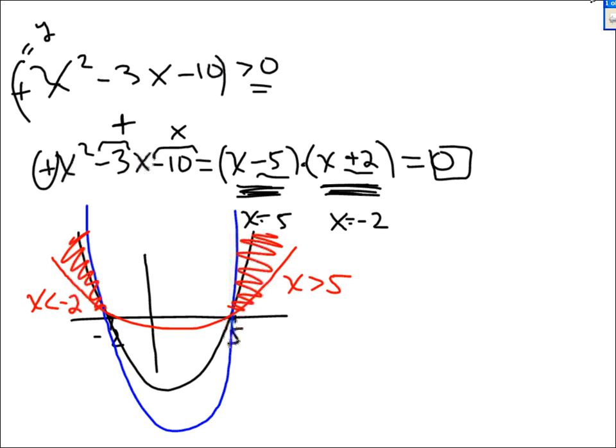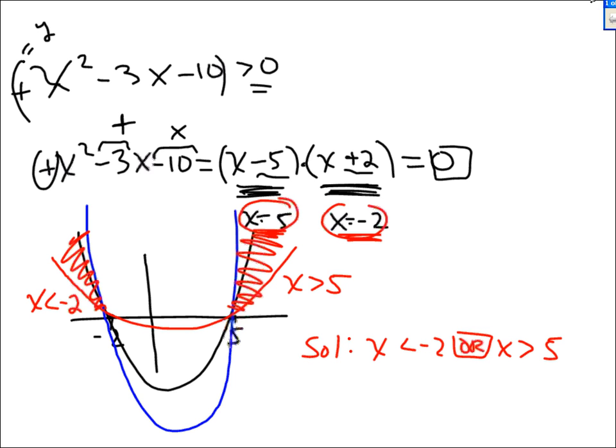Okay, you don't have to graph it. Once you get the two numbers, the solution is x is smaller than the smaller of the two numbers, or x is bigger than the larger of the two zeros. And possibly your teacher would want you to use the union symbol, which means or.